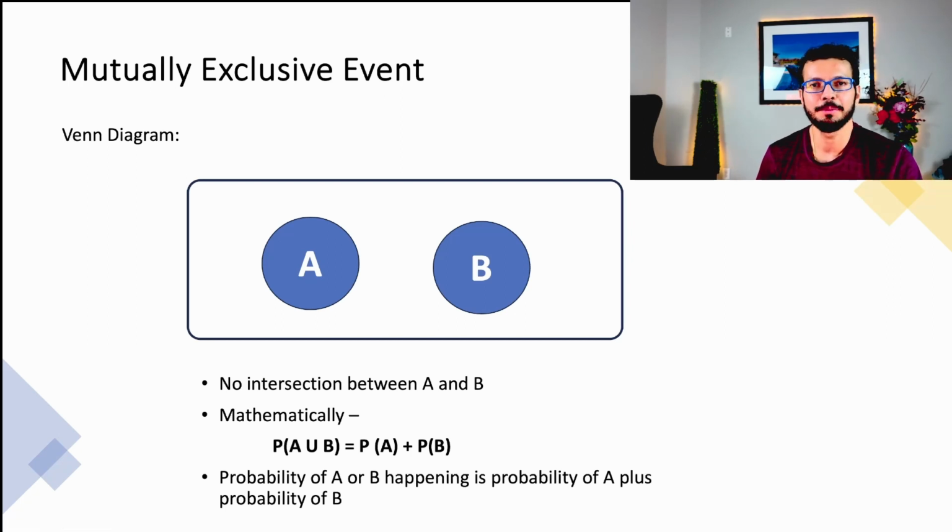Let's try to understand mutually exclusive events with the help of a Venn diagram. In this Venn diagram, the rectangle represents your overall event space, and you have two events, event A and event B. Now, as you can see, there is no overlap between A and B, meaning they are mutually exclusive. If there was any kind of overlap between A and B, then you cannot say that they are mutually exclusive. So mathematically speaking, probability of A union B, meaning probability of A or B happening, is equal to probability of A plus probability of B. Now you can only use this formula if the events A and B are mutually exclusive.